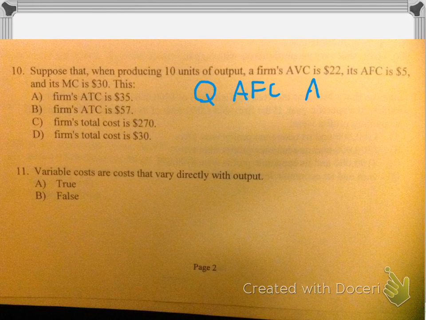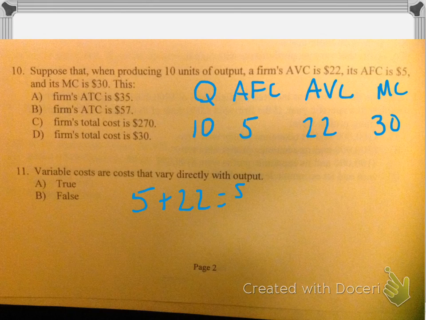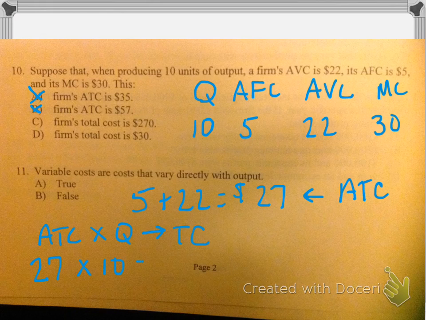Alright, so now first when we look at number 10, what I think is really helpful to do for these is that you should take this information and make it into a form that's more useful to you. So take it out of the paragraph and basically just set it up into some sort of a table. So as you can see, what I did is I took the quantity, I put my average fixed cost, my average variable cost, and my marginal cost.